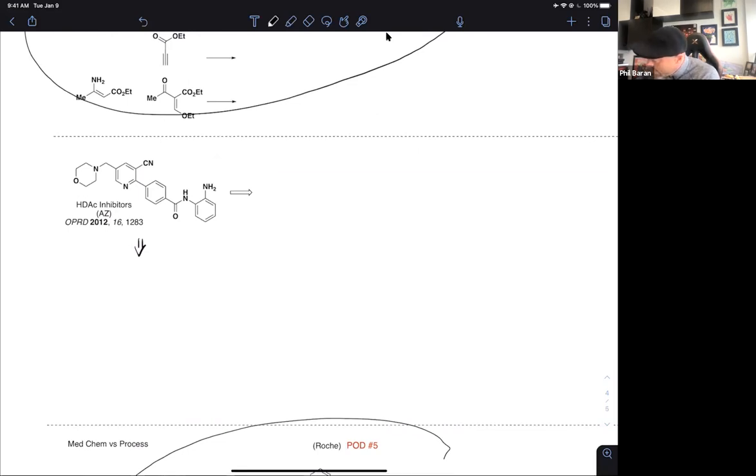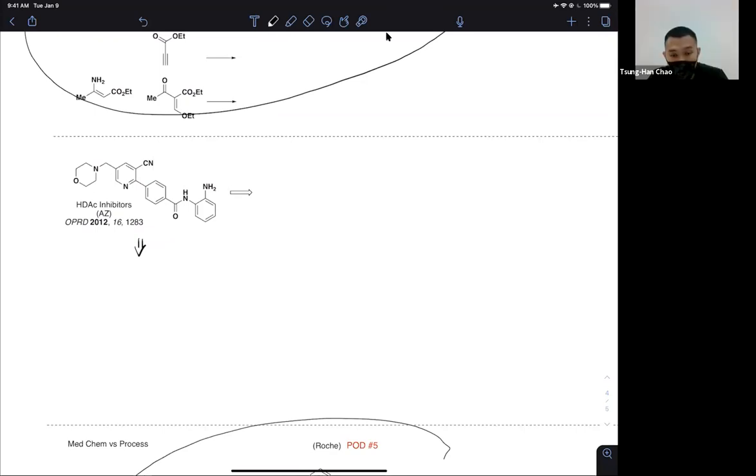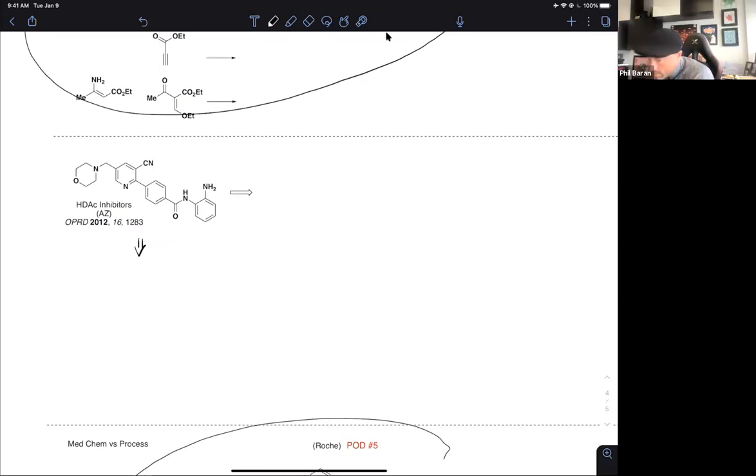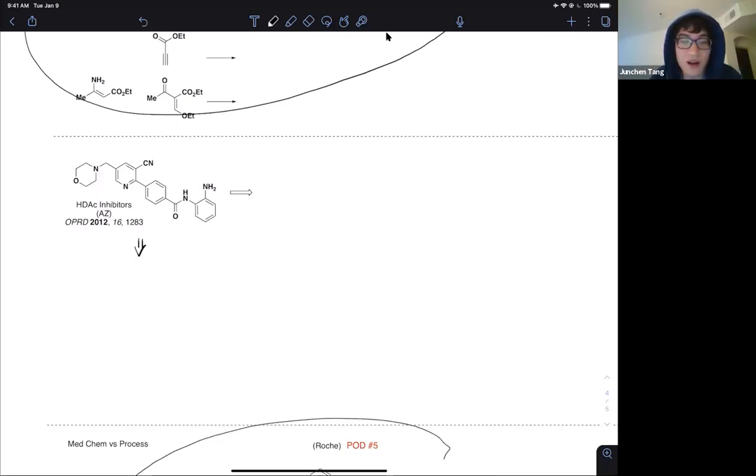And that is this HDAC inhibitor from AstraZeneca in OPRD. And so for this one, we need some general thoughts. However fast we can get through this is when the class will end. So Junchen, maybe you can take us home here and tell us some thoughts on a disconnection strategy which might be useful. Yeah, you're allowed to use metals if you want. Oh, I'm allowed. Okay. You're allowed if you want them. You don't need them, but if you want them.